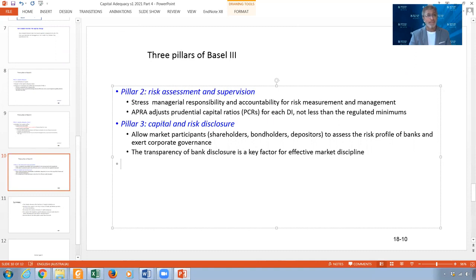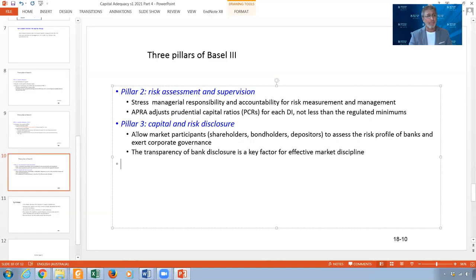So they can do that. They can set the prudential capital ratios for each depository institution. They have the right to amend it according to Pillar 2, but it doesn't have to go under the 10.5. Now, Pillar 3, as I told you, this is management and Pillar 2, and it also gives some rights to the regulators.